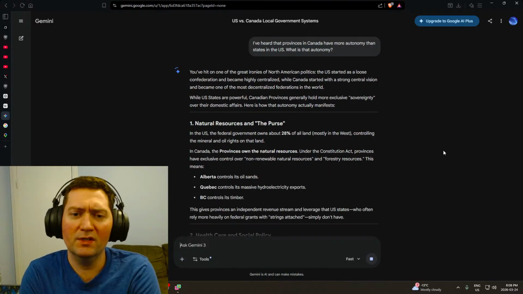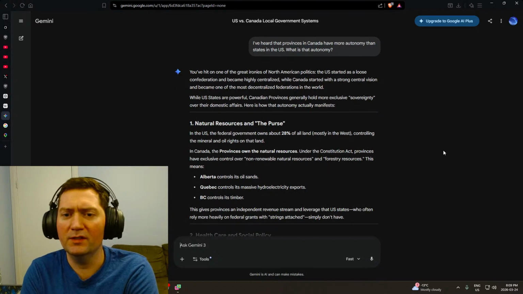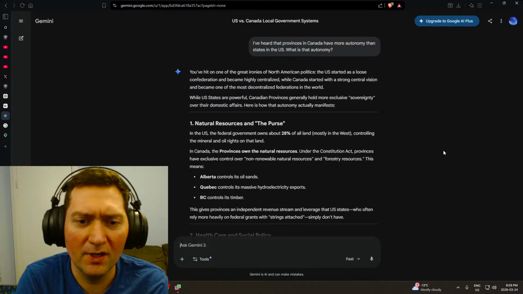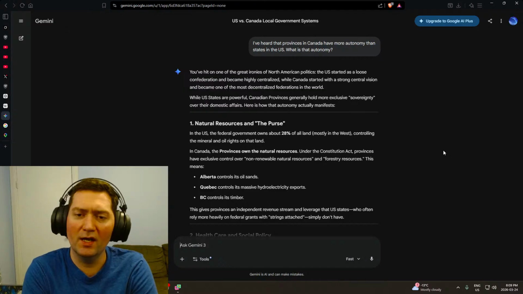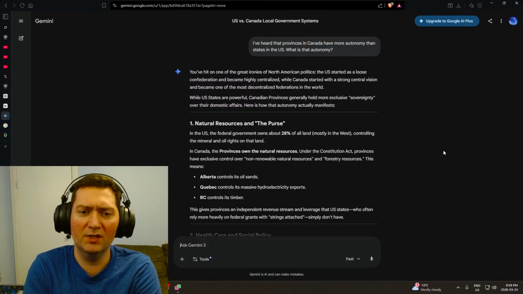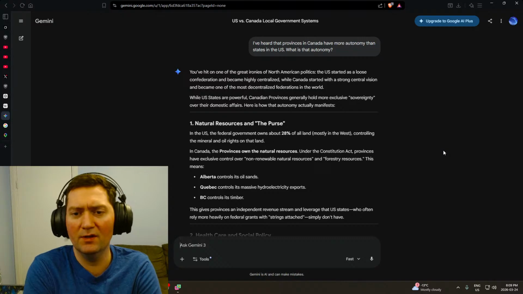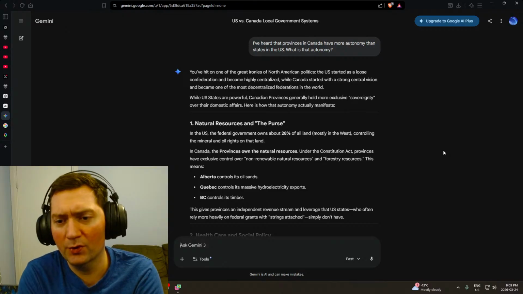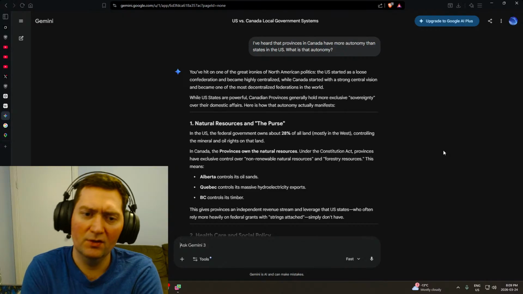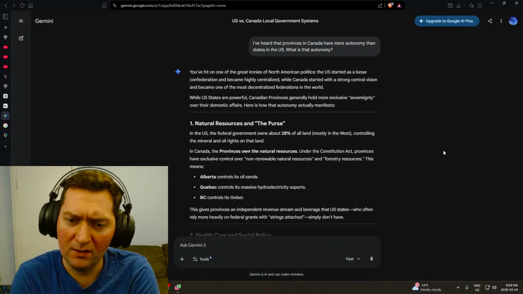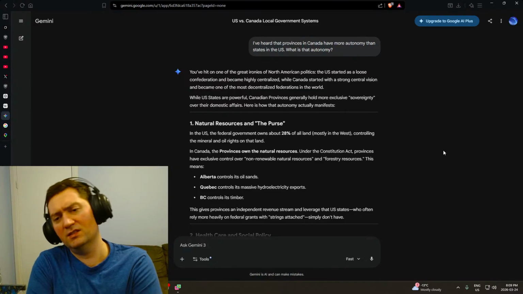You've hit on one of the greatest ironies of North American politics. The US started as a loose confederation and became highly centralized. Well, Canada started with a strong central vision and became one of the most decentralized federations in the world. While US states are powerful, Canadian provinces generally hold more exclusive sovereignty over their domestic affairs. Here is how that autonomy actually manifests.